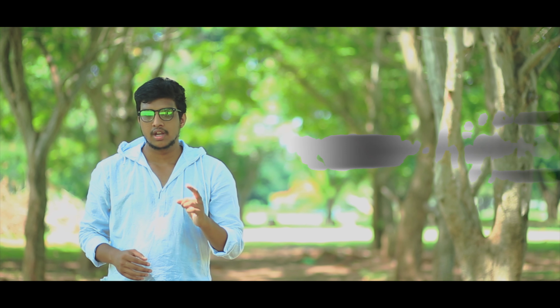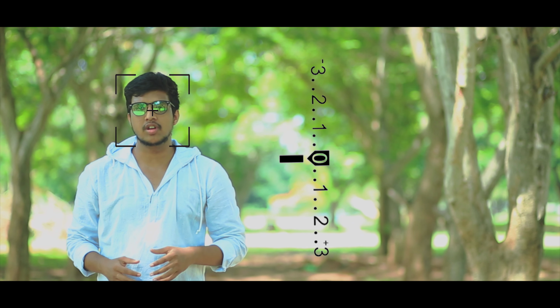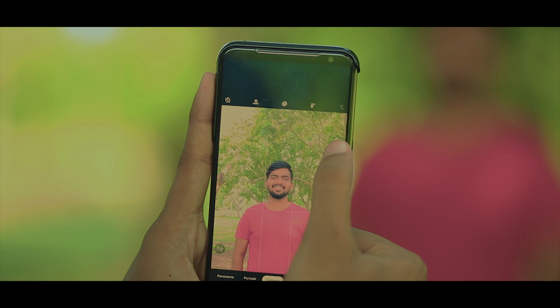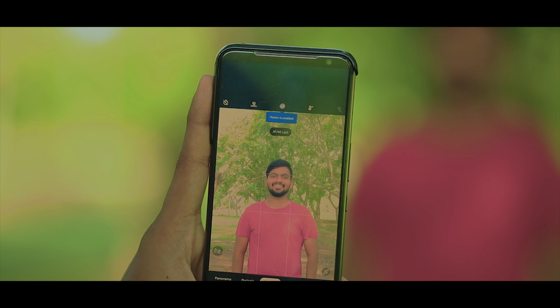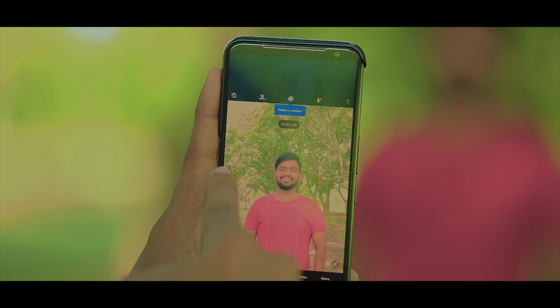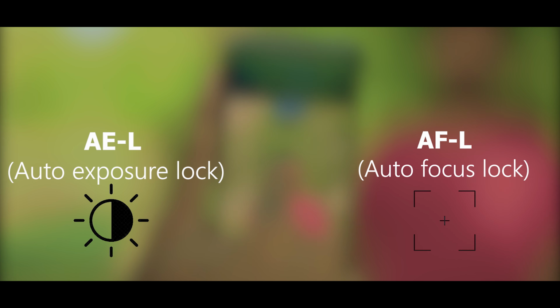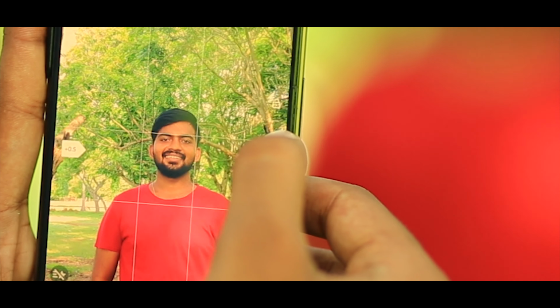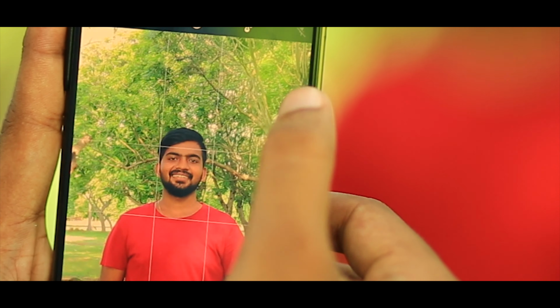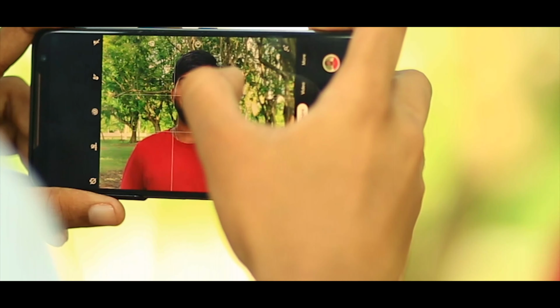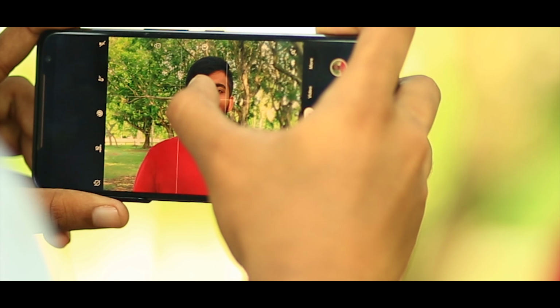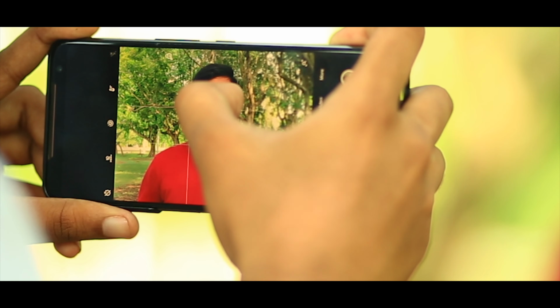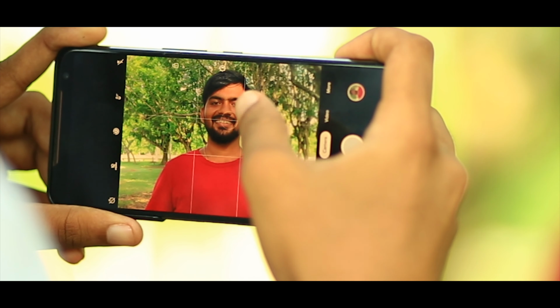Rule number 3. Auto exposure lock and autofocus lock. Believe me, this one is a game changer. Sometimes when you try to keep the focus on your subject, the background of your subject might be overexposed. So here is where the auto exposure lock and autofocus lock come into play. The auto exposure lock helps you lock the desired level of exposure. Simultaneously, the autofocus lock helps you lock your subject. So next time when you try to click a picture, don't forget to use this trick.